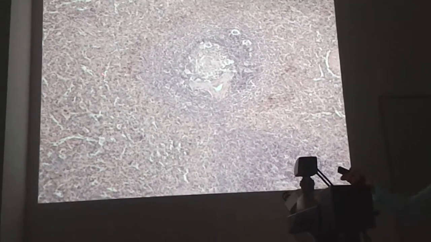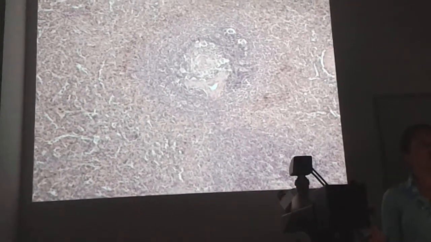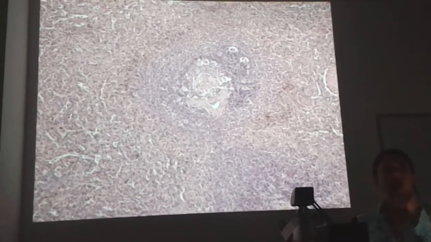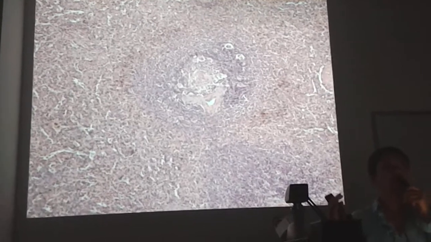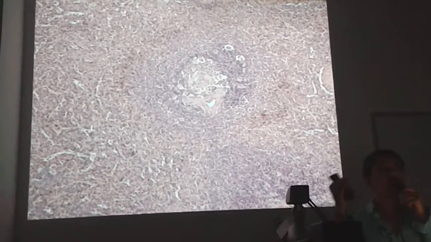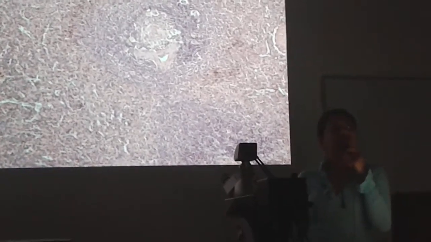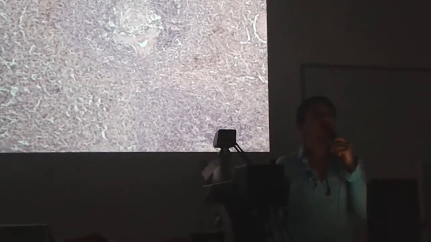And in the red pulp, you will see lots of spleen cords. These spleen cords have macrophages, dendritic cells, lymphocytes again, and lots of sinusoids. Like these white openings are sinusoids. And remember, what are sinusoids? Sinusoids are capillaries whose basement membrane is intermittent, it is not complete. And remember, all erythrocytes are destroyed in the spleen, in the red pulp of the spleen.